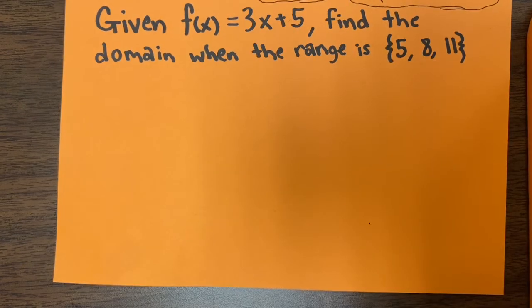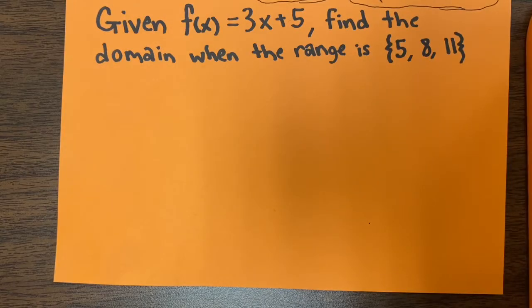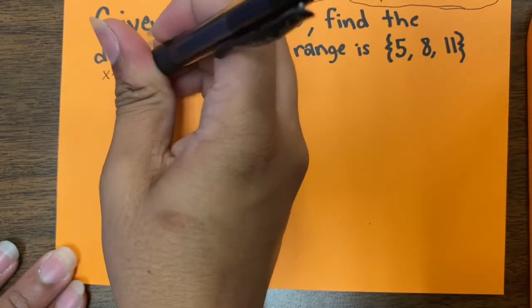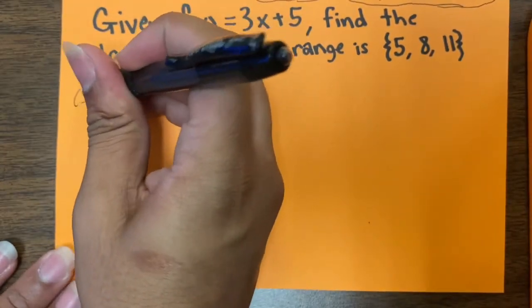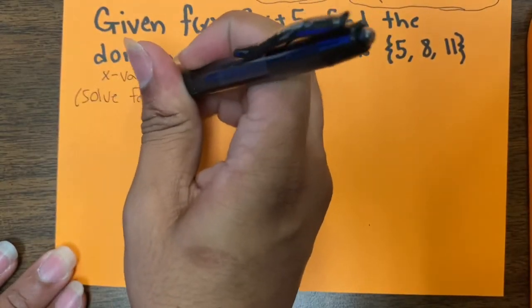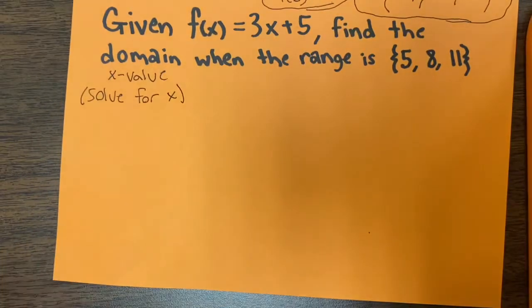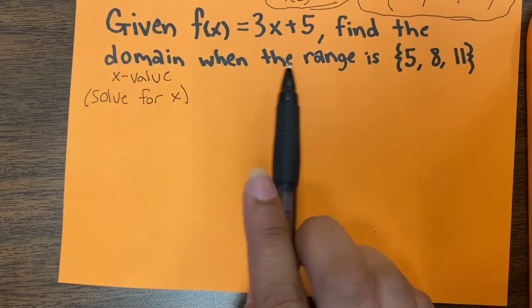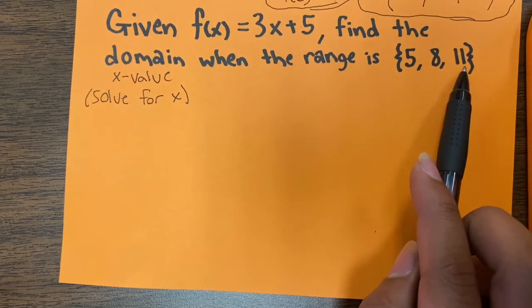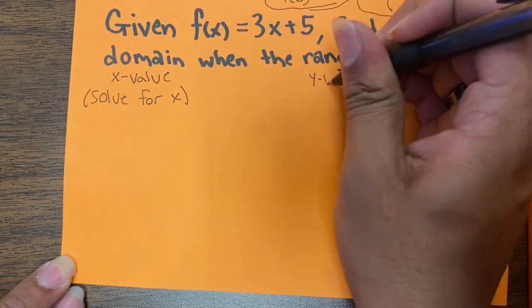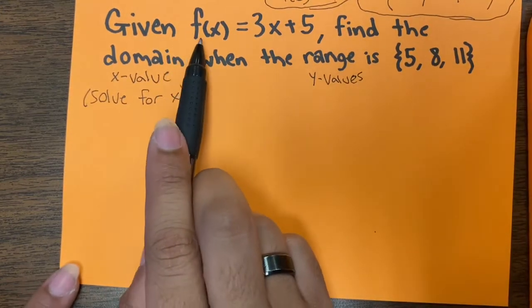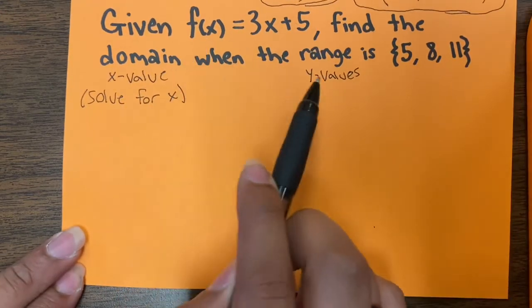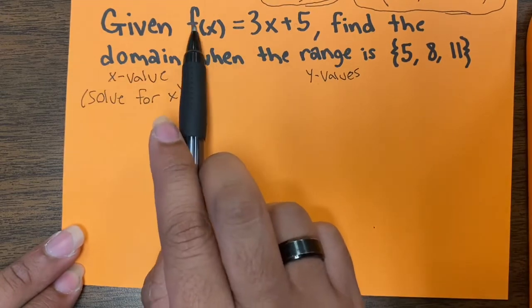So given f of x equals 3x plus 5, find the domain. So it wants me to find the x value. And when I'm finding the x value, that means I'm solving for x. And we remember how to solve equations like that. When the range is 5, 8, and 11. So the range are the y values. F of x is the same thing as y. Y is the output, this is the output.